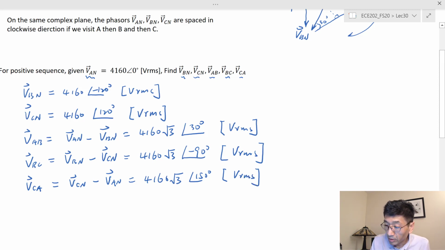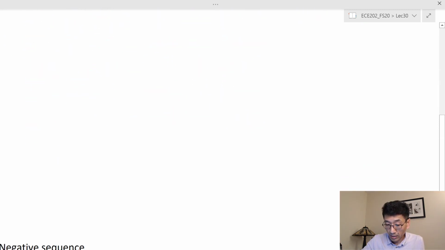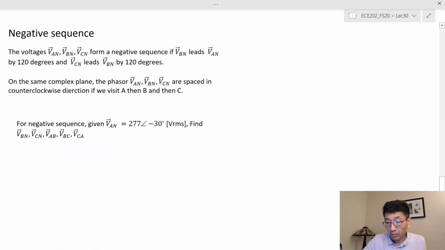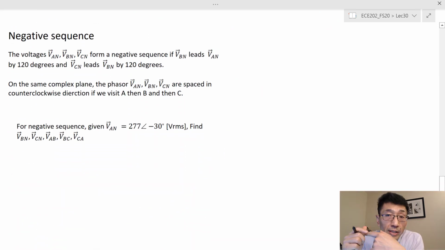The negative sequence is kind of the opposite, right? The voltages form a negative sequence if A phase is lagging B phase by 120 and B phase is lagging C phase by 120. Or you can say B phase is leading A phase by 120 and C phase is leading B phase by 120 degrees. Right, so that's the negative sequence. And by the way, both the negative sequence and the positive sequence are balanced, right? They're separated by 120 and have the same magnitude.